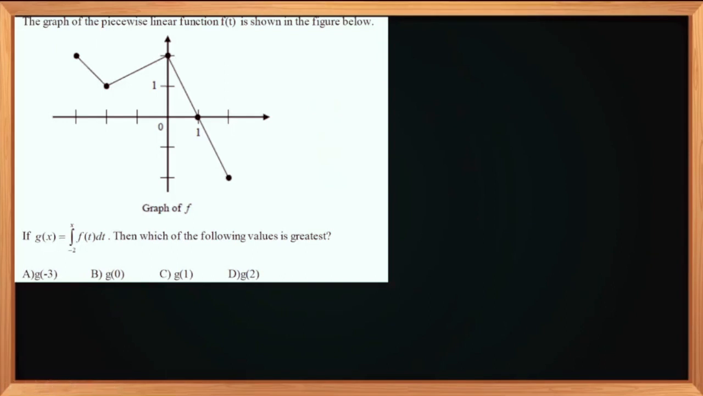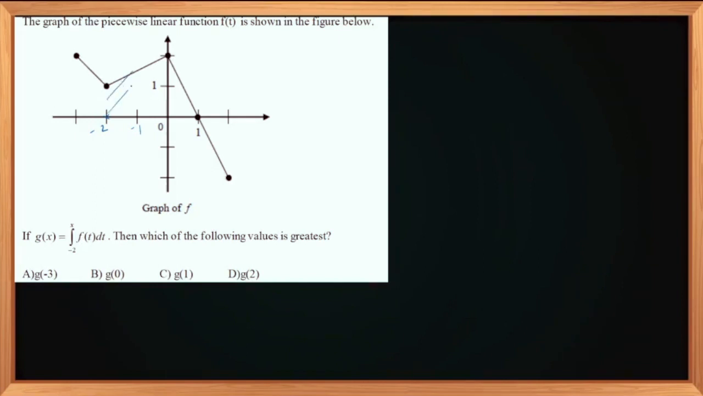So what is asked is actually from minus 2. This is point minus 2. This is point minus 1. From minus 2 to x. X is a number greater than minus 2, because if x is less than minus 2, then this integral becomes negative, right? Because it will be traveling backwards.